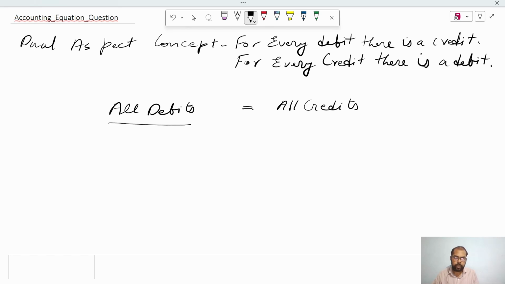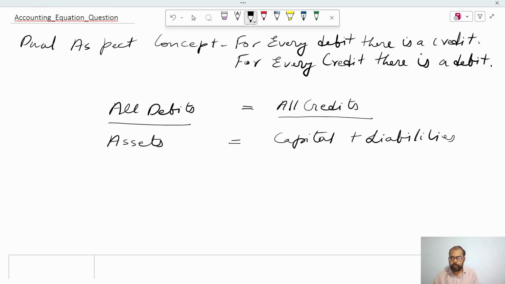Now we have already seen that assets show debit balances and capital and liabilities show credit balances. So this is how you arrive at the accounting equation. All the assets are always equal to capital plus liabilities. Now, in order to understand this equation properly, we shall first go through a question.